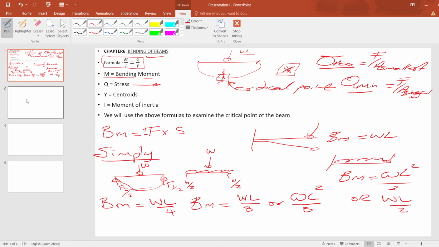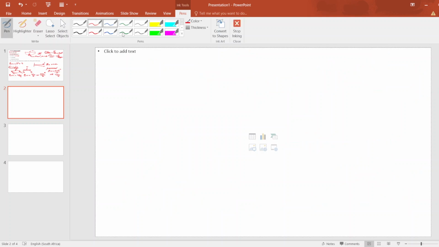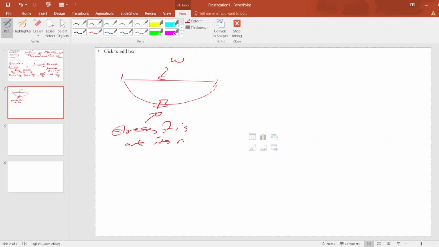And then we said we therefore need to know how to determine which stress dominates at the critical point. Remember, you have the beam, then you have your weight on top of your beam, then we get to determine the critical point. We said that the stress at this critical point is at its maximum, but we then have to establish what type of stress is dominating at that critical point.